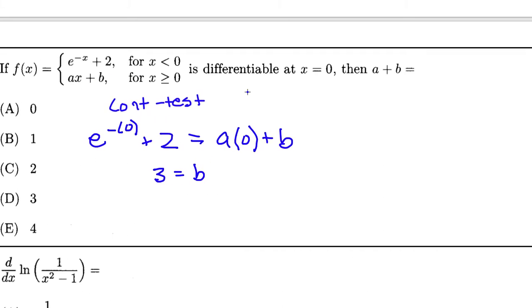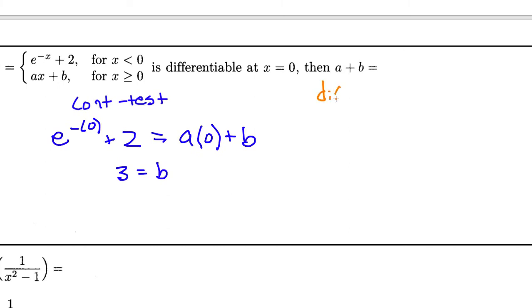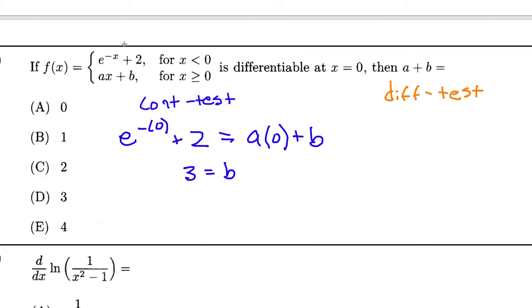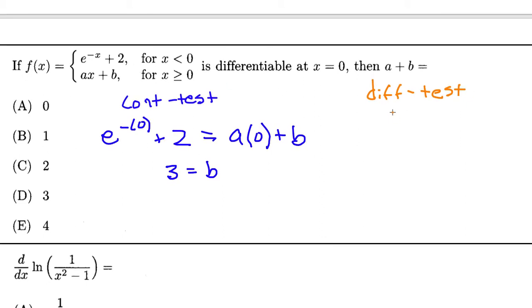How do we get a? Well, you use the differentiability test. I'll do that in a different color. I'll call this the differentiability test, abbreviating diff test. That means I'm going to take the derivative of the top, or the left, and the derivative of the bottom, aka the right piece. So the left piece, if I take the derivative of e to the, derivative of e to the x is e to the x, exactly, e to the negative x. And then don't forget to multiply by your inner. What is your inner of e to the negative x? Negative x, and then the derivative of negative x is negative 1. So you're all correct, the inner is negative 1.